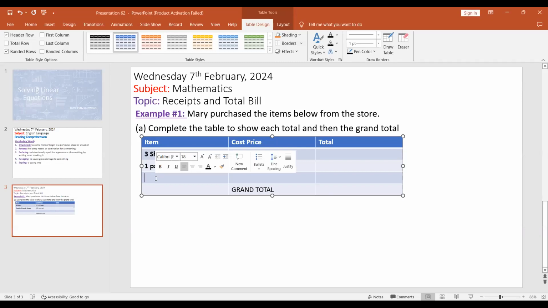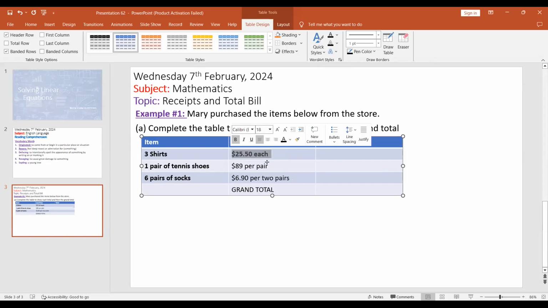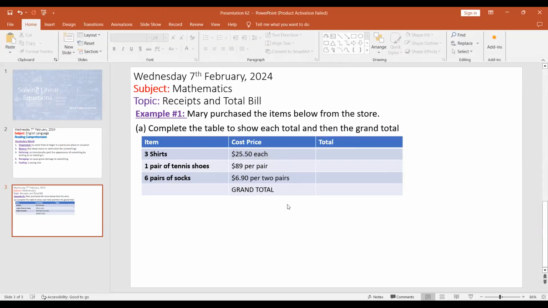Okay, so the next one is we want 6 pairs of socks, right? And this is interesting. They're giving us these socks for $6.90 for 2 pairs. That's a good deal. $6.90 for 2 pairs. The store sounds like it broke. It's just a cheap store. All right, so grand total.